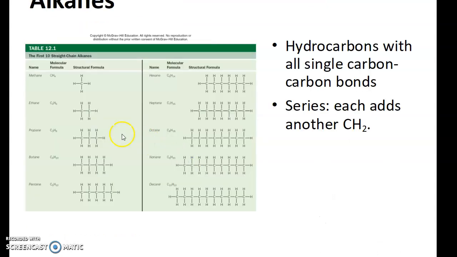In terms of the names, the simplest one is methane. The next one up is ethane. With 3, it is called propane. With 4, it is our friend butane. Then we get up to 5, and it's pentane. 6 is hexane, then heptane, octane, nonane, decane.